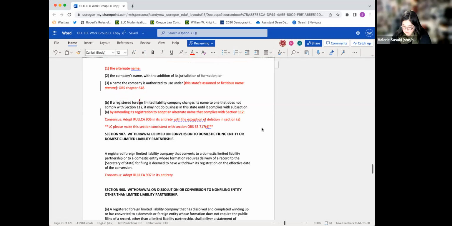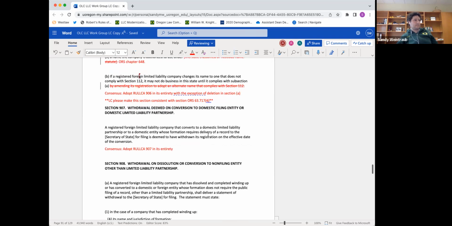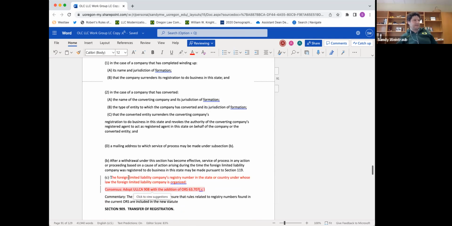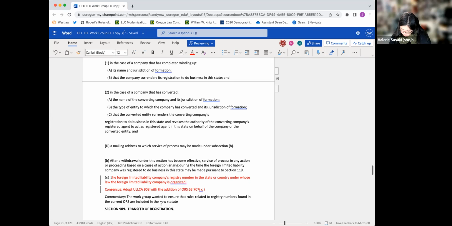Okay, I have 907 as is. So I had 2. Yep. 908, I have some handwritten notes, but no changes. I had this change here in C. Let's see, what do my notes show? Or sorry, it's in 2C. Do we want changes? I don't have that change. I have a note that says flag for Legislative Council for subsection C.